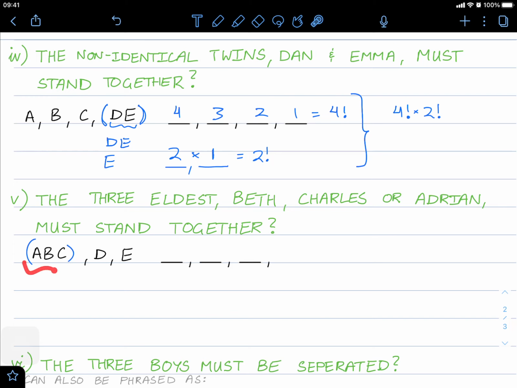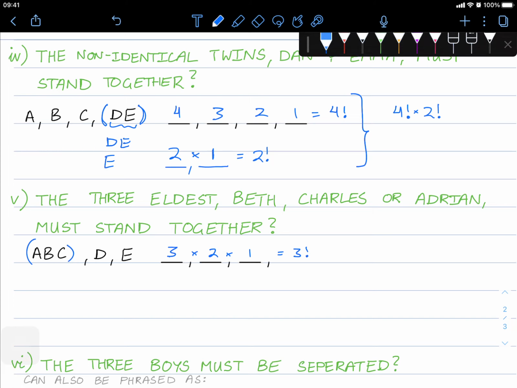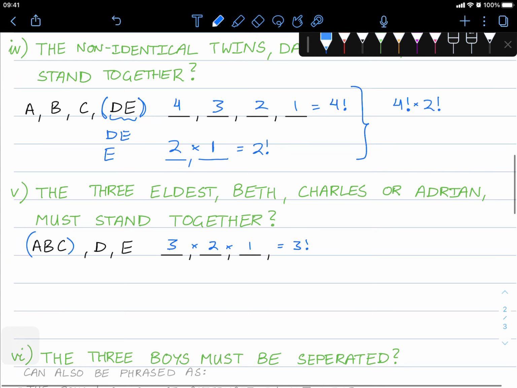So let's think about where we can place these 3 objects. Well, there's 3 for the first one, 2, and then 1. So that's 3 factorial. But now amongst themselves, they can switch between their positions and they're still standing together. By that I mean, we could have them as Adrian, Beth, Charles, or Adrian, Charles, Beth. They're switching amongst themselves, but they're still standing together.